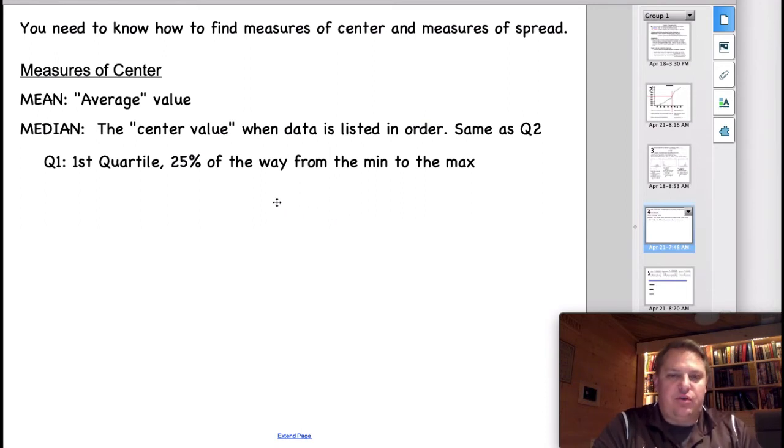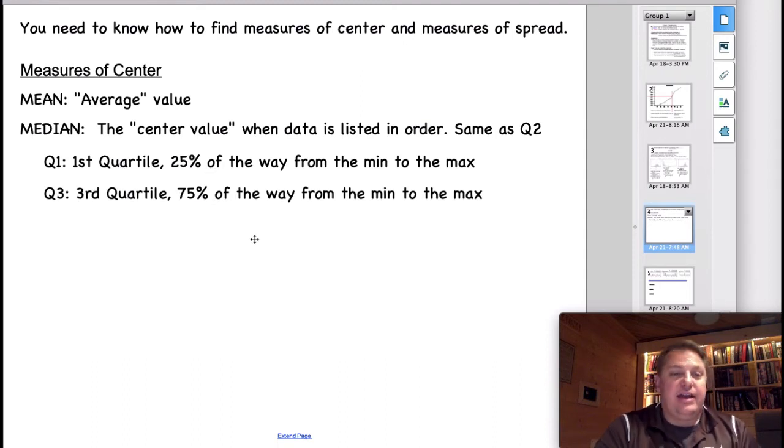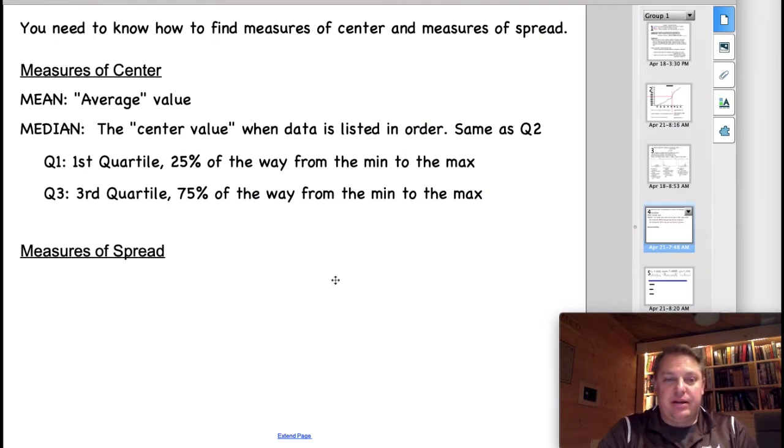Q1 is the first quartile, which is 25%, so first quarter, 25% of the way from the min to the max. It technically is also the median of the lower half of the data. So it's the half of the lower half, and Q3 is the half of the upper half. It is the third quartile. It is 75% of the way from the min to the max. And some people it bothers them maybe a little bit to call the quartiles measures of center, but it is the center of the lower half, the center of the upper half. That's why they get lumped in there.